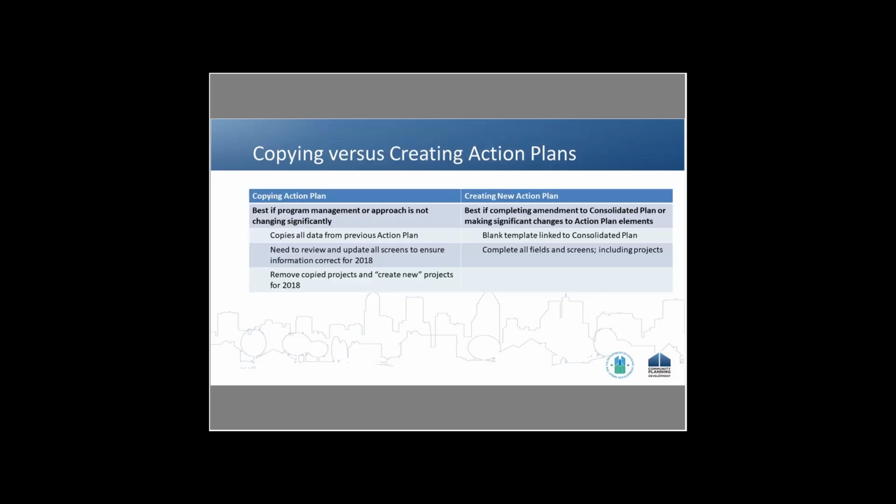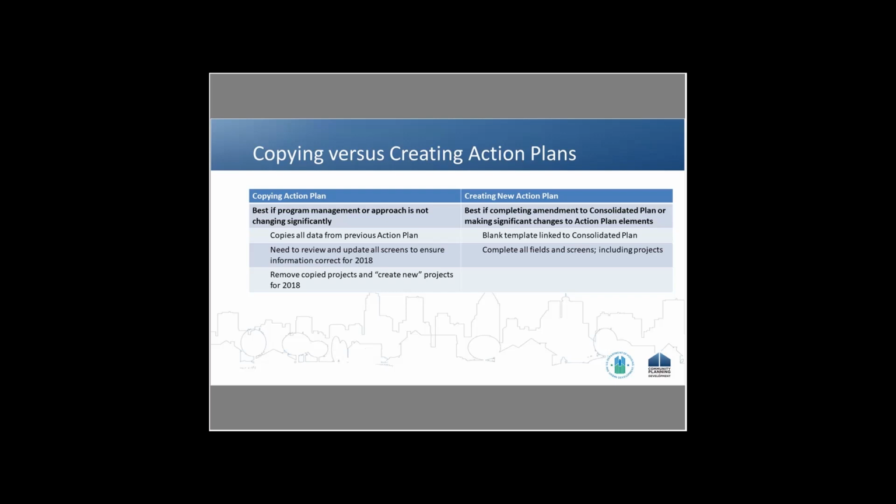So what's the difference between copying versus creating your action plan? If your program management, your approach, your goals, if not a lot is changing, copying may be a better choice for you. That will copy all of the data from your previous action plan. You'll need to go in and review each screen and make sure that it's been updated to 2018. It will also automatically pull your 2017 projects, and we'll talk more about this later, but you'll need to remove those copied 2017 projects and create new 2018 projects for the 2018 program year.